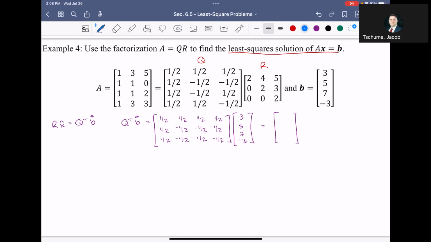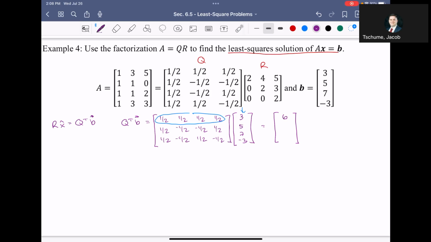So this is going to end up being a 3 by 1 column vector when we're done. I'm going to take each row, circle the first one for reference, and multiply it by the column and simplify. All right, here we go. 3/2 and 5/2 is 8/2. 8/2 and 7/2 is 15/2. 15/2 minus 3 is 12/2, which becomes 6.